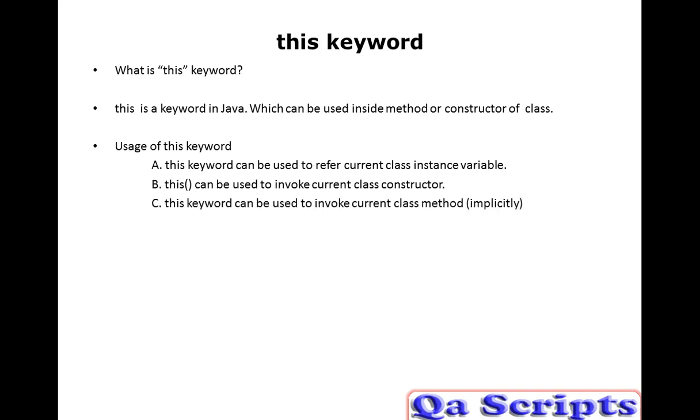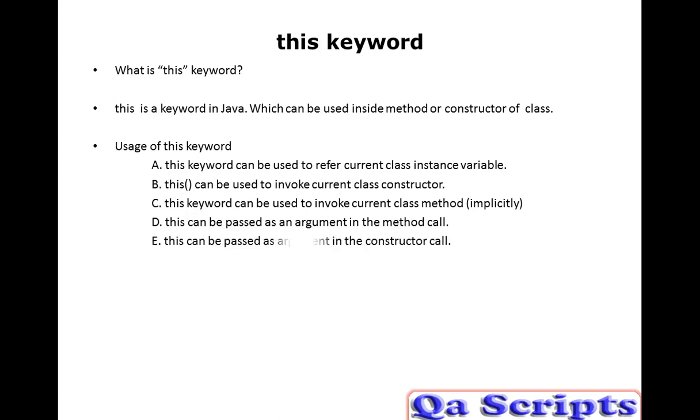Third usage is this keyword can be used to invoke current class method. This can be passed as an argument in a method call. This can be passed as argument in the constructor call. And the last one is this keyword can also be used to return the current class instance. Let us see these uses one by one.